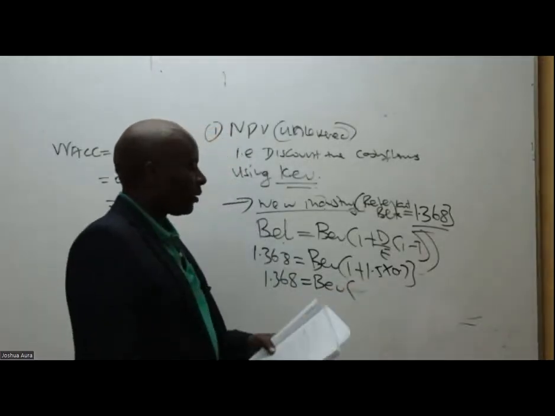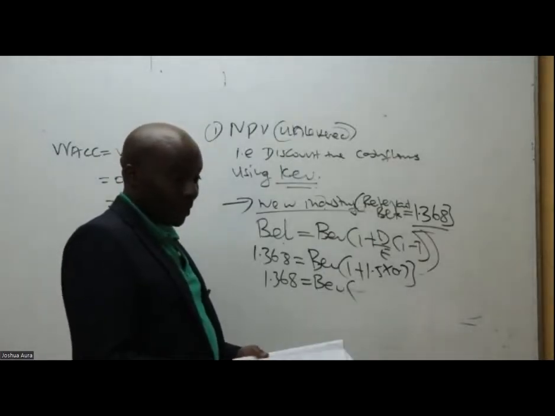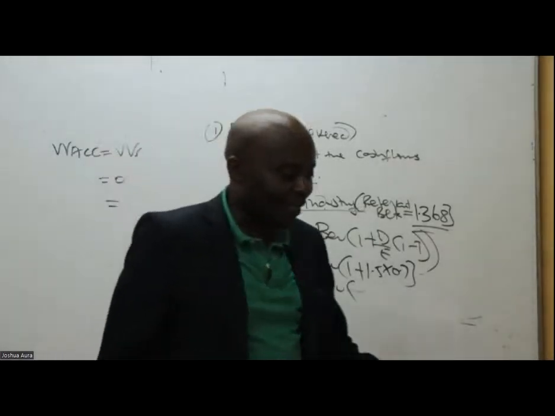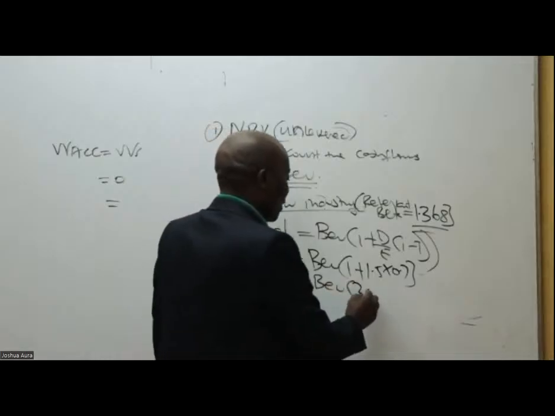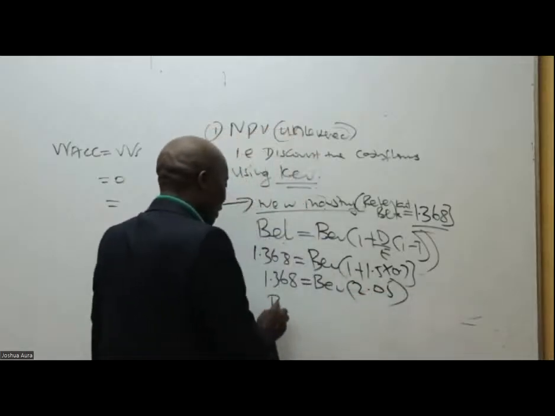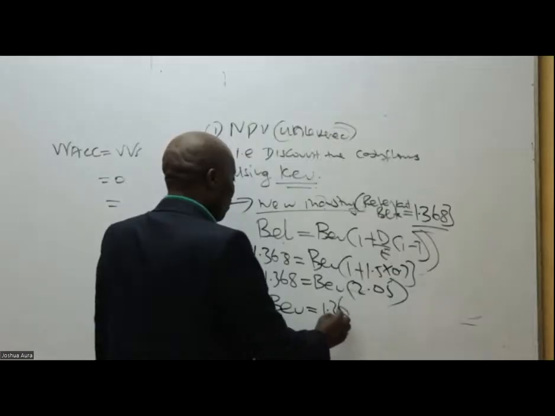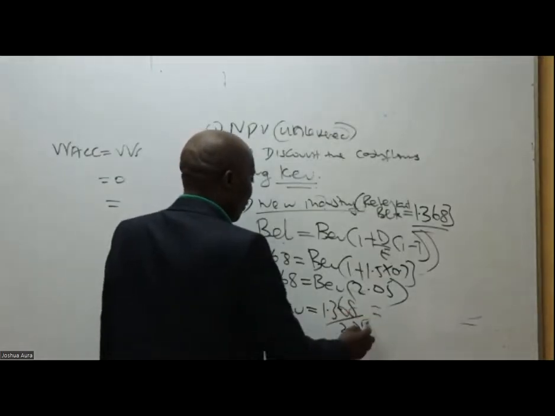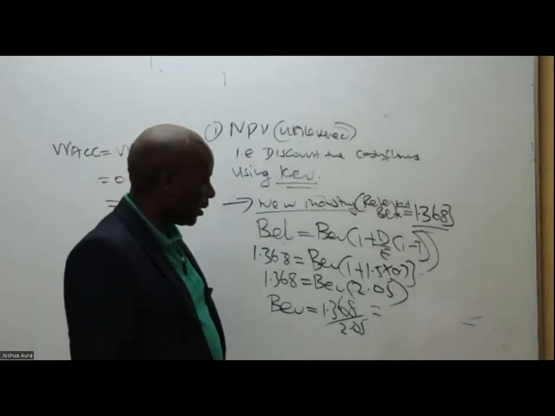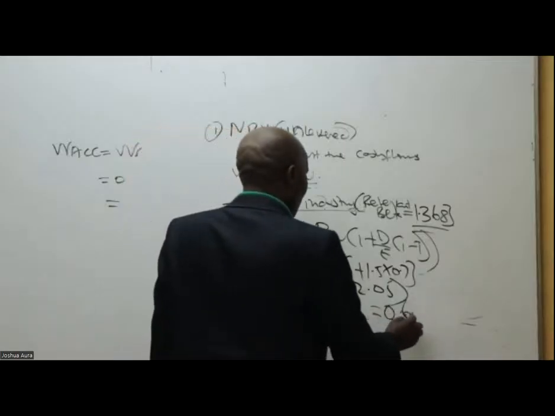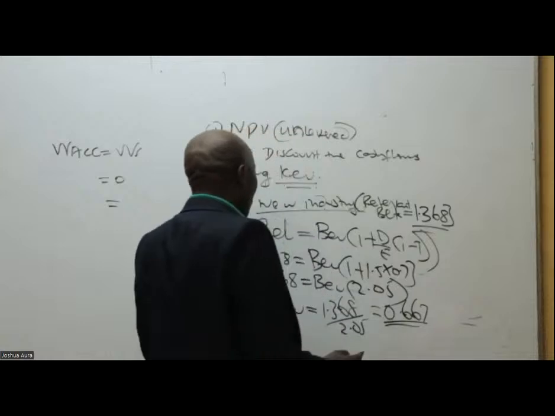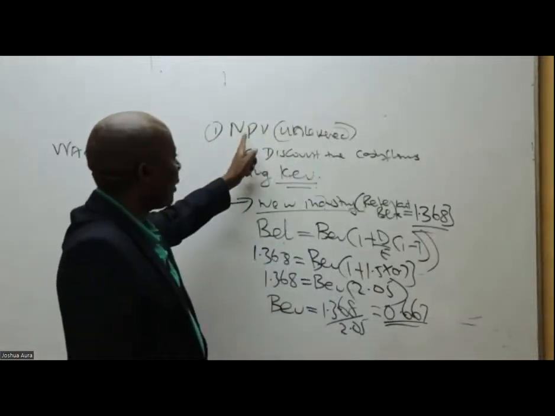It gives me what figure? I happen to be having another class, so you have to move with speed. 2.05. And then I will be able to get the unlevered beta by taking 1.368 divided by 2.05, which will end up giving me what figure? Somebody here, what figure, ladies and gentlemen? 0.667.